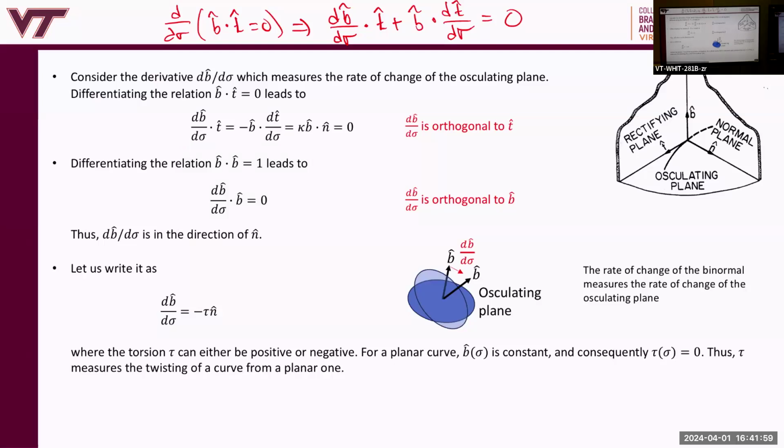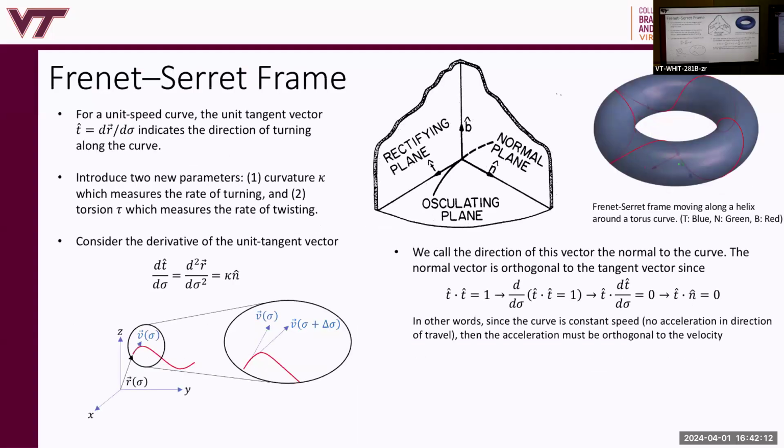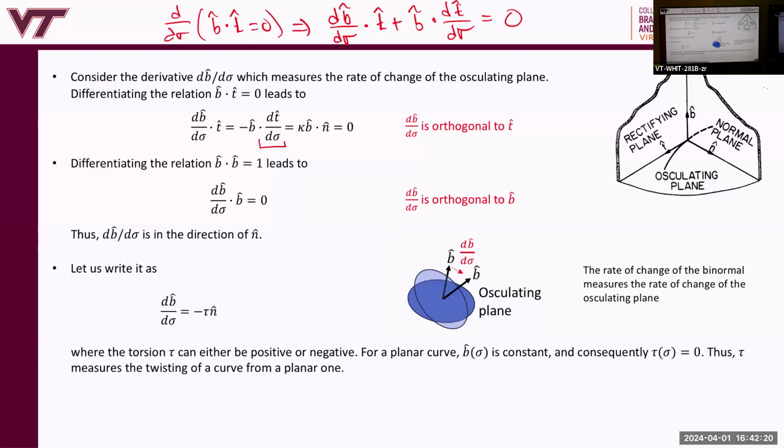We know what dt d sigma is because we defined that before. Looking back here, dt d sigma is kappa n. So we can replace dt d sigma with kappa n, and we factor out the kappa, and it looks like we've divided through by the negative sign, and that's equal to 0.